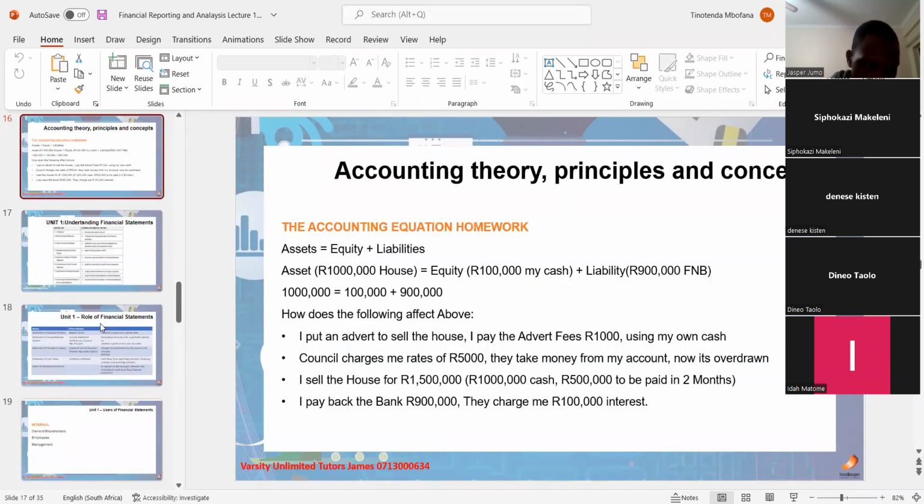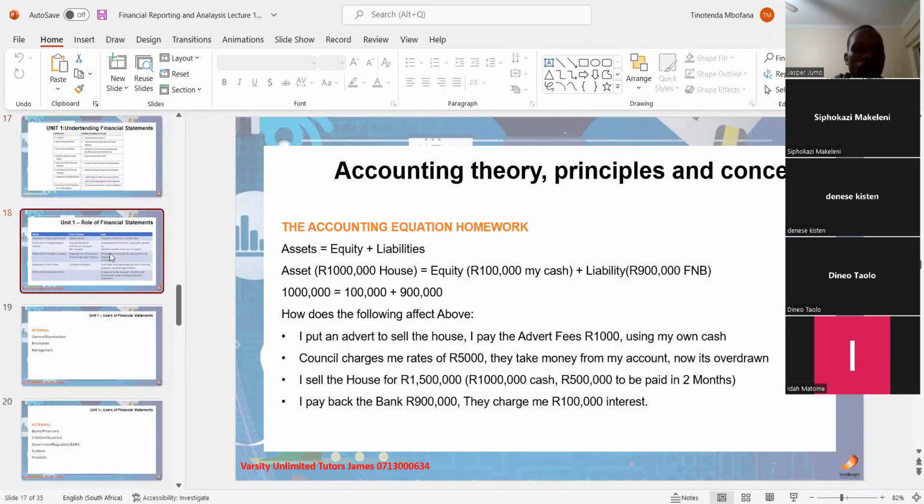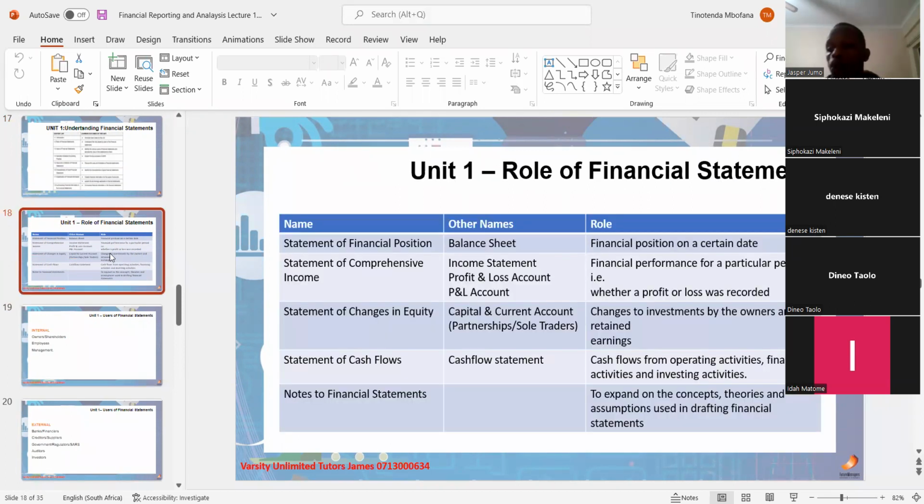All right. So let's talk about the role of financial statements, right? The role of financial statements. So before you even talk about the role of financial statements, you need to understand what are financial statements. What are the statements that we'll be talking about for the rest of the semester? So there are 4 key financial statements and 1 additional one, which I've added here just for the sake of your knowledge, because you will notice it in the exam, sometimes it pops up.